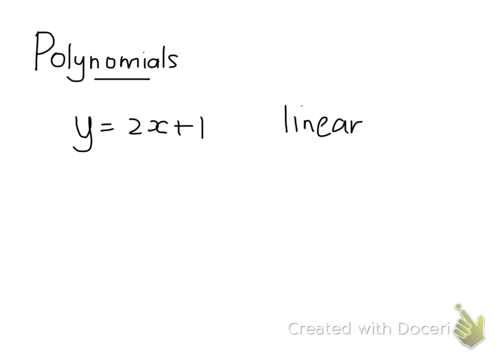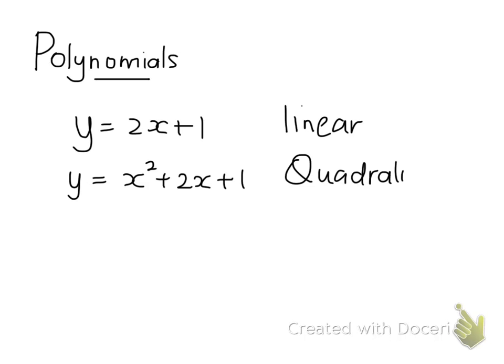And then if you have something, let's say this, what do you call this? Quadratic. Basically, again, we are only looking at one variable, that is x. So y is a function of x. And then let's say you have this. What do you call this? Cubic. So you call this cubic.